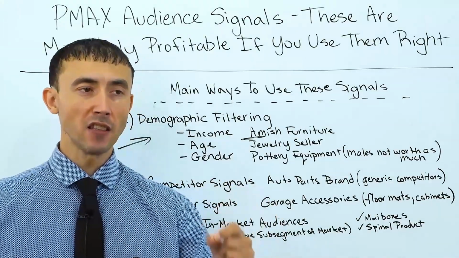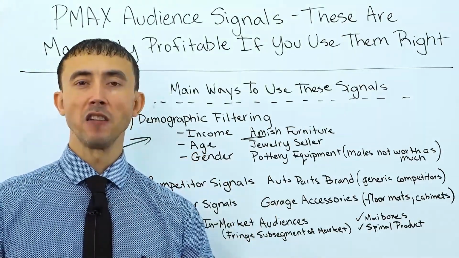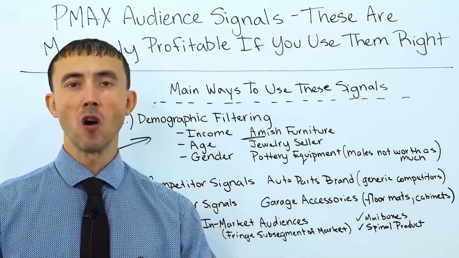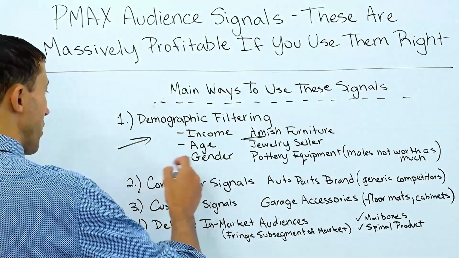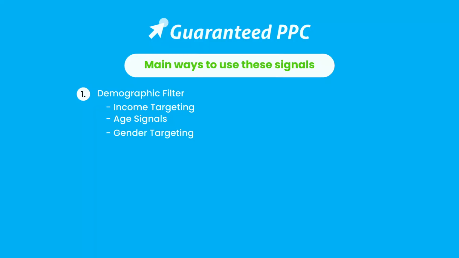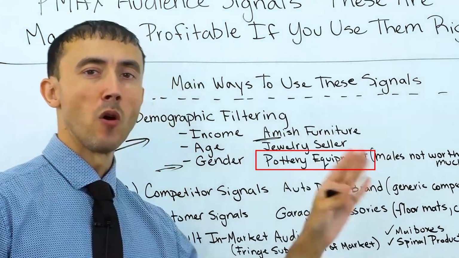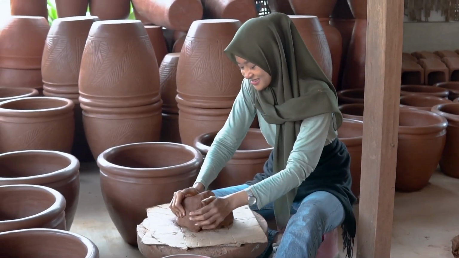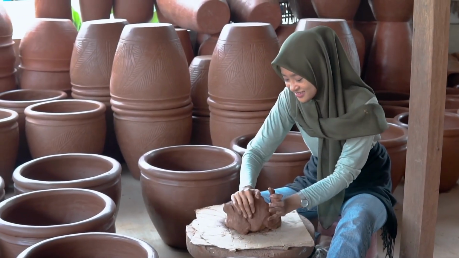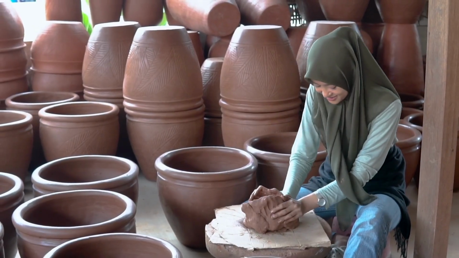If you actually take the time to not just speculate, figure out where your customers are, and then put the audience signal that you need in place. Then you've got gender targeting to use as an audience signal. We had a pottery equipment seller. They sell pottery wheels, clay, all that stuff for hobbyists, as well as people making money doing it as a business.